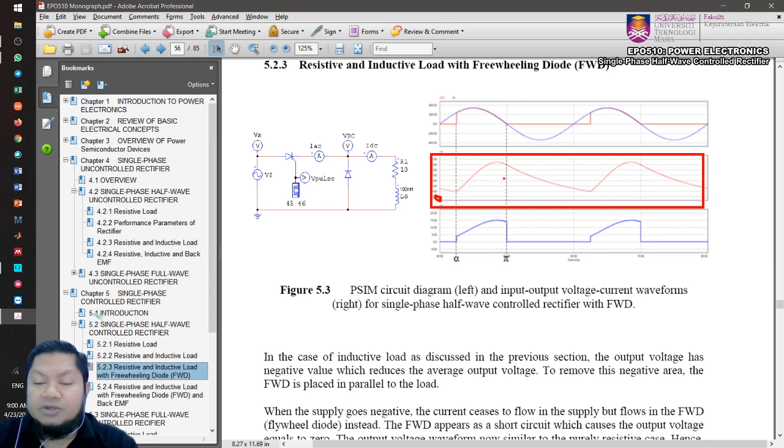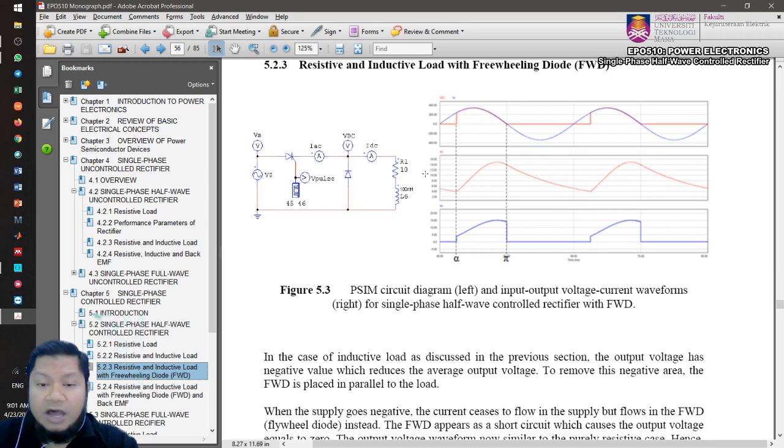So this current is known as a continuous current. It always flows in the output side here. So this will be your current. Current always flows in this output side, a continuous current flow. Right, so it always flows in the output side.